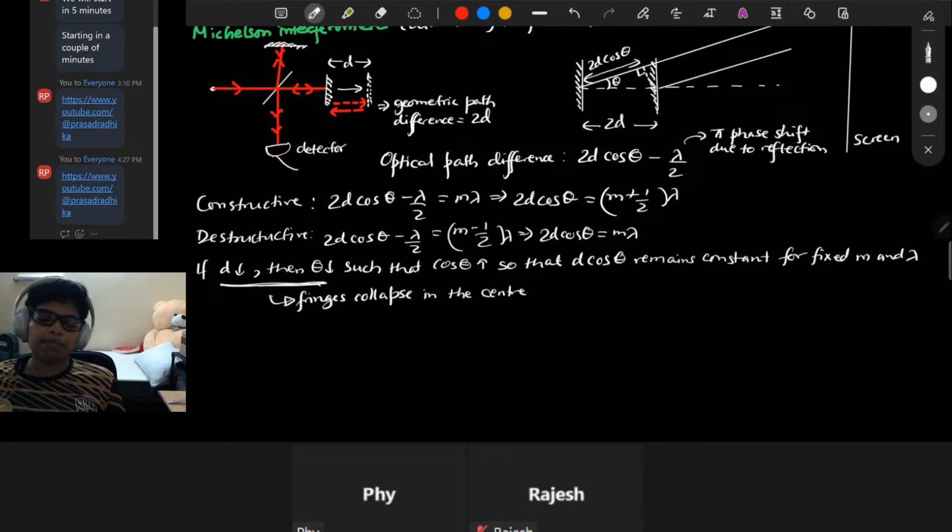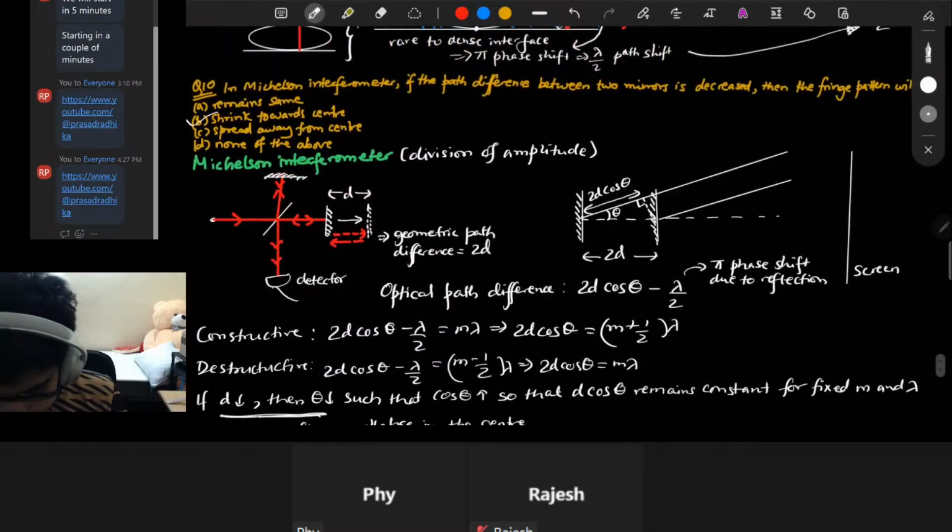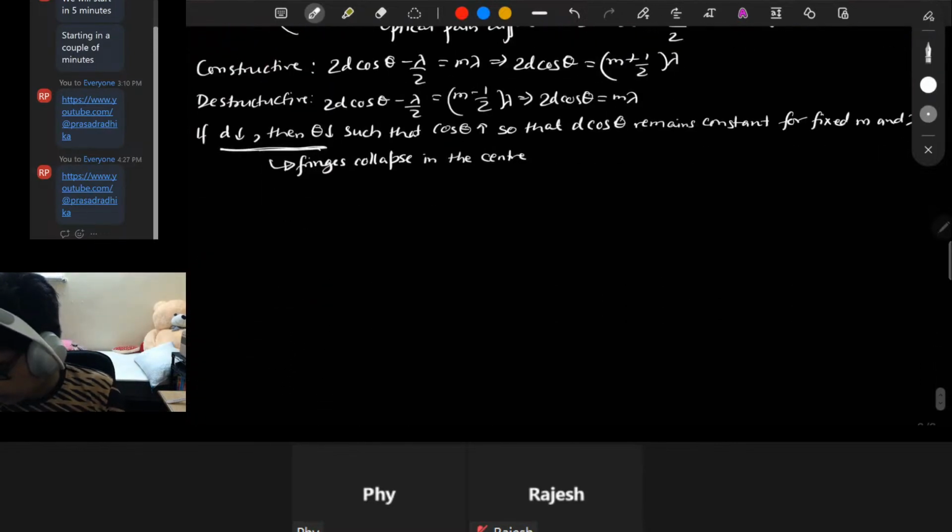And the reverse will happen. If your d increases, then your theta will increase. That means fringes appear to come out or spread away from the center. So that's the question. And we can discuss some more aspects of the Michelson interferometer while we are at it.